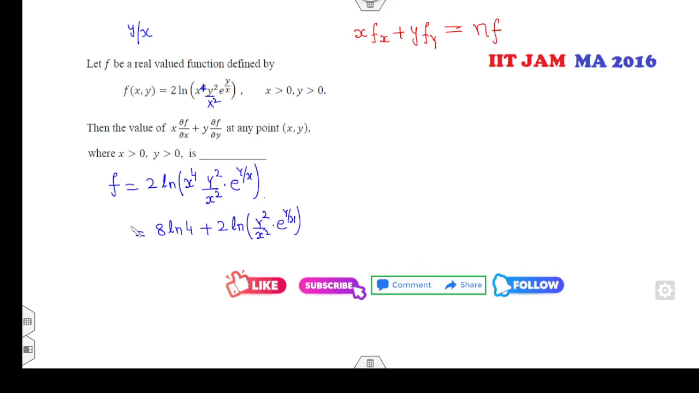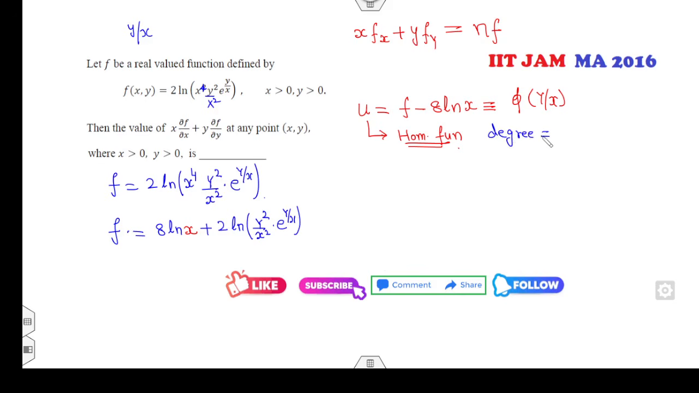homogeneous function. Fine. So if I define the new function, say u is equal to f minus 8 ln of x. Fine. That is a function of y by x. So that means u is my homogeneous function. Fine. What is the homogeneous degree? What is the homogeneous degree of u?